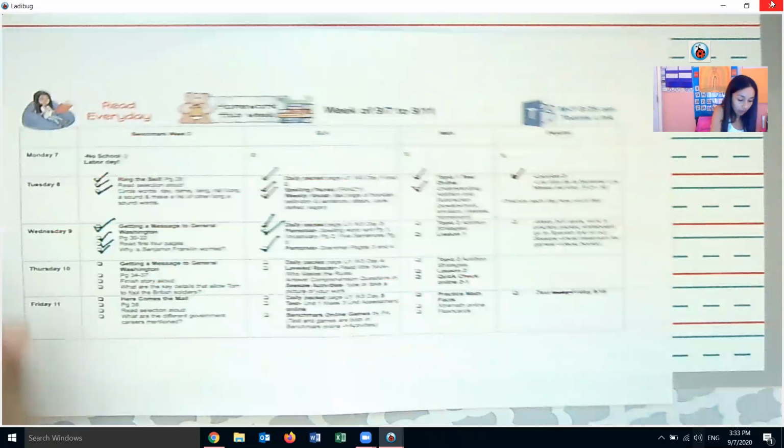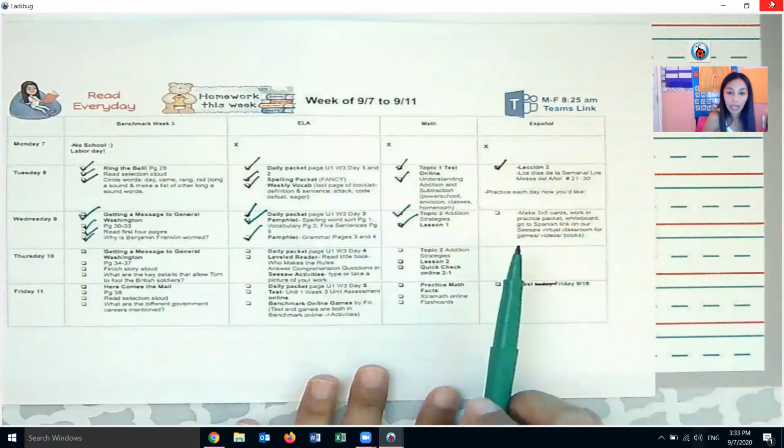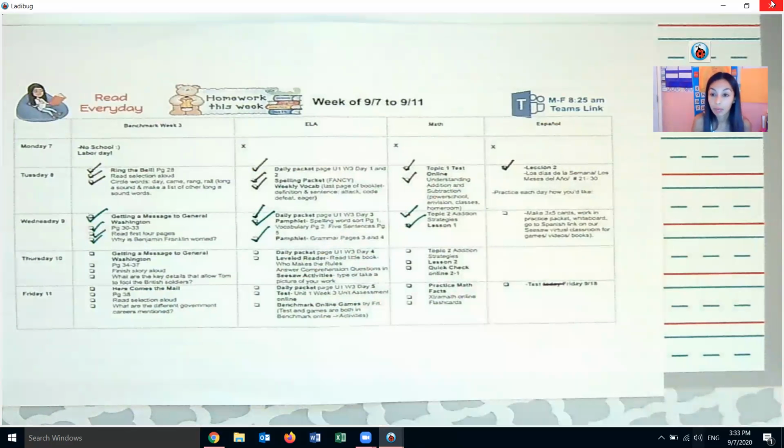Okay, so that's the end of our math. Let me cross that off. And then today, making sure we're practicing our Espanol. Remember that everything is updated on Seesaw. If you go to the virtual classroom, click on Spanish, and there are videos, there are games, there's read alouds that all have to do with the month, the days of the week, and numbers 21 through 30.